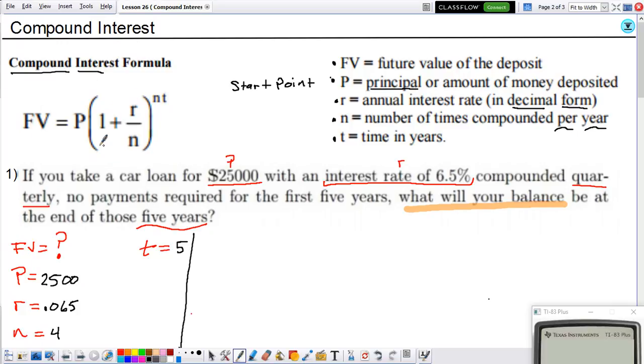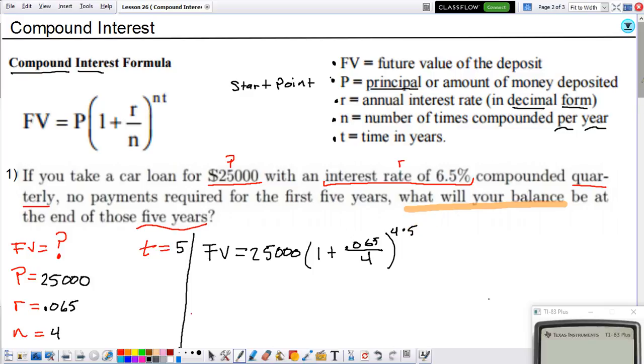So now that we have all those values, we're going to plug them into our formula. So now we have F equals P, but P, I know that is, oops, I think I forgot a zero here, 2500. So plug into the formula, 2500 times parenthesis 1 plus r, which we found to be 0.065, divided by n, where n is 4. All we're doing is plugging in the values that you know into the formula. The exponent is n times t, so that's 4 times 5.